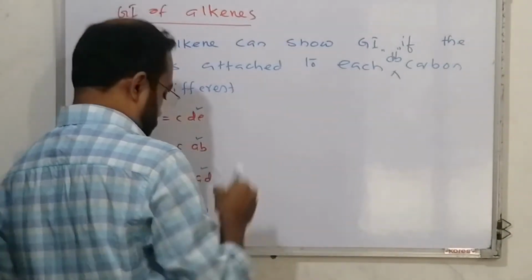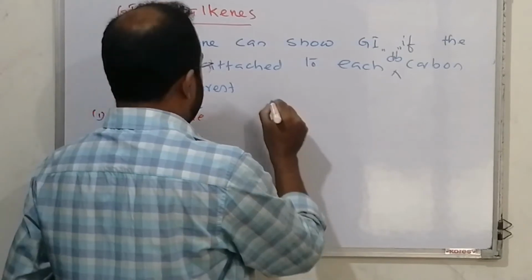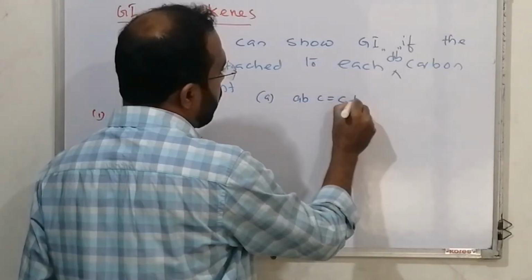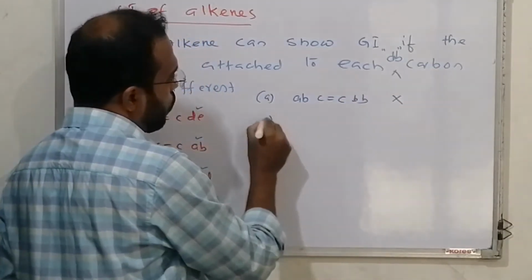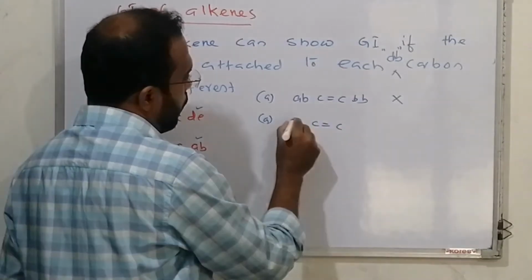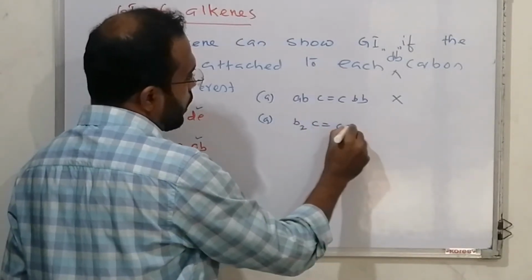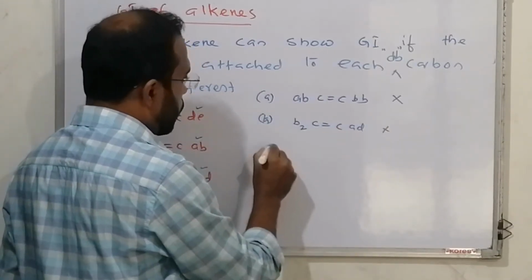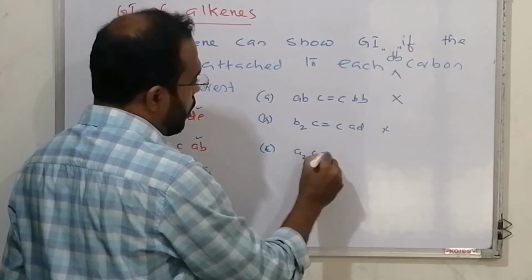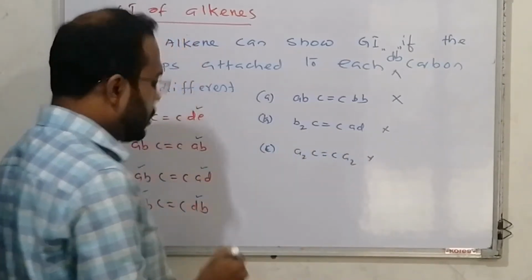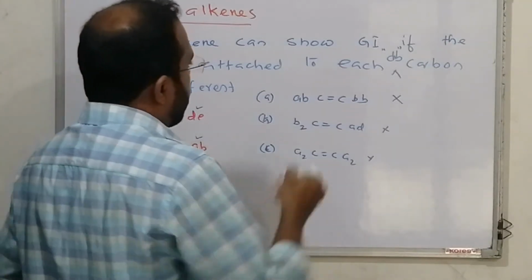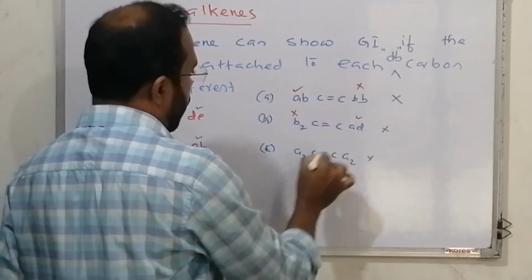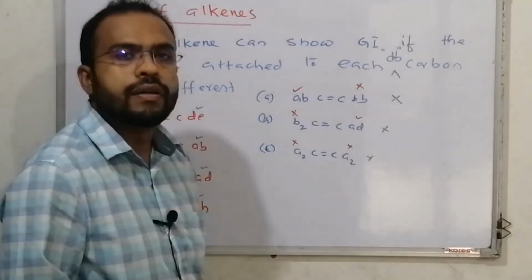But suppose you have these types of examples. A, A C double bond C B, B: this cannot. Another one, C double bond C, B2 and A, D: cannot. Another one, A2 C double bond C A2: cannot. What is the problem here? Here okay, but here not okay. Two groups are same. Here not okay, here okay. Here not okay, here not okay.